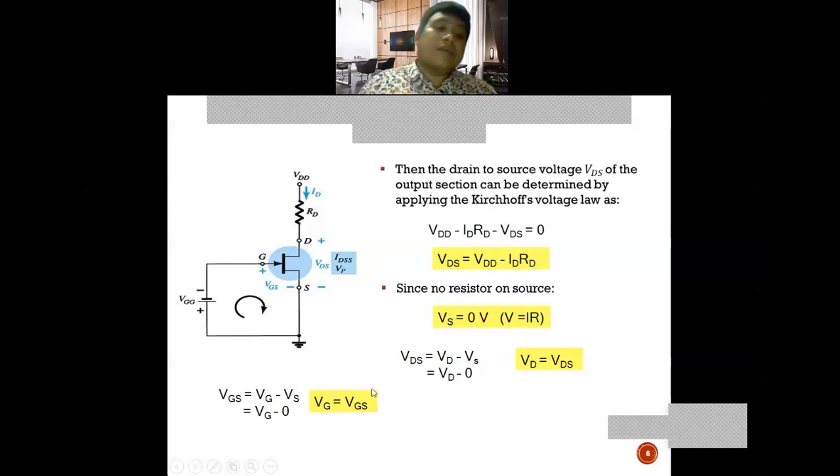It is the same with VGS. VGS equals VG minus VS. VS equals 0. Why does VS equal 0? Because there is no resistor. So VGS equals VG. If there is no resistor, automatically VS equals 0.